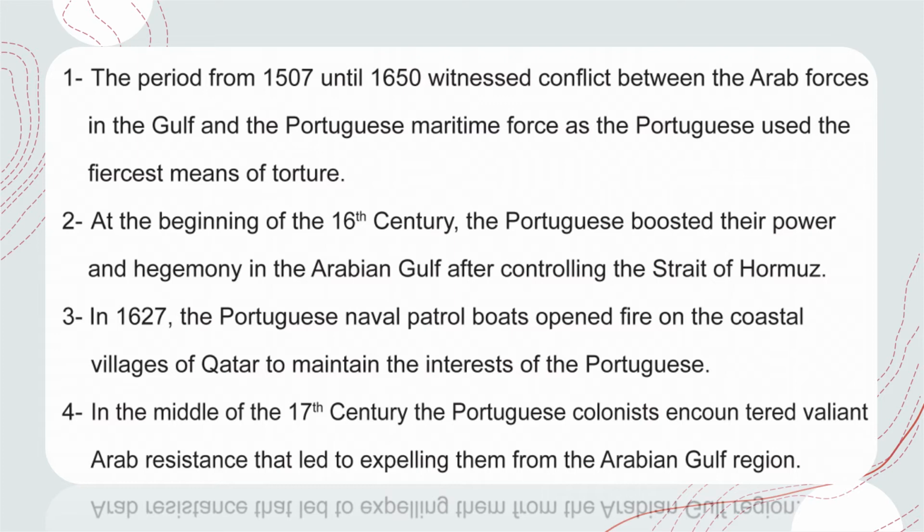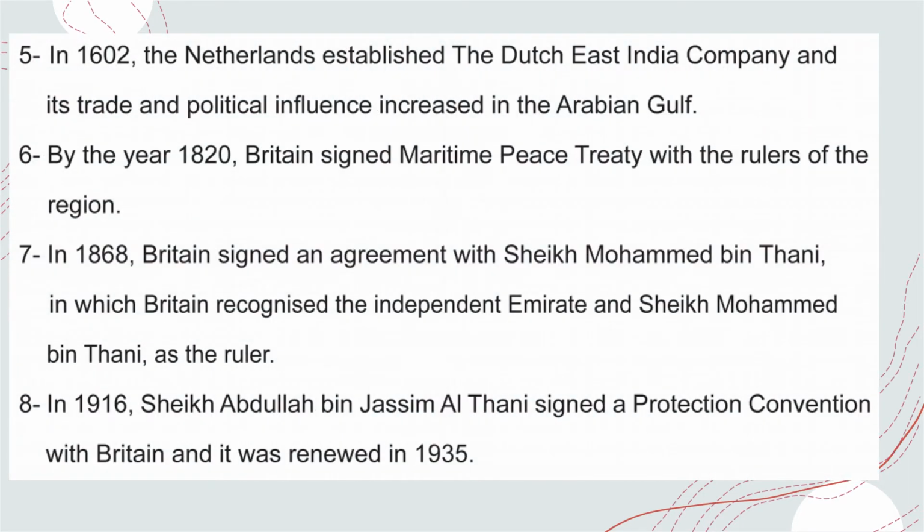And in the middle of the 17th century, the Portuguese colonists encountered valiant Arab resistance that led to expelling them from the Arabian Gulf region. So the Netherlands established the Dutch East India Company, and its trade and political influence increased in the Arabian Gulf in 1602. And Britain signed a maritime peace treaty with the rulers of the Arabian Gulf region in 1820.